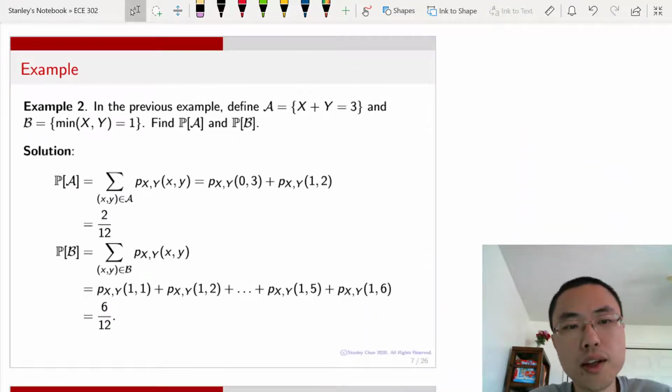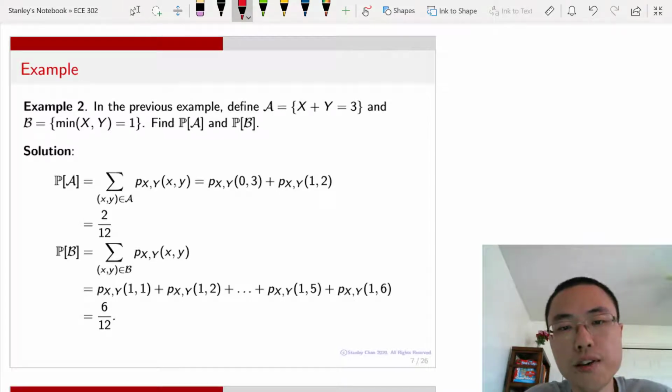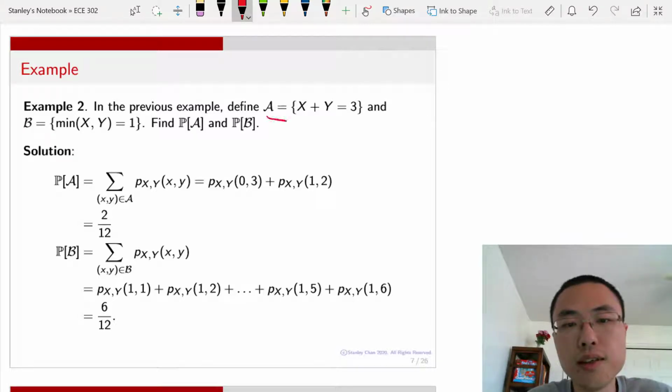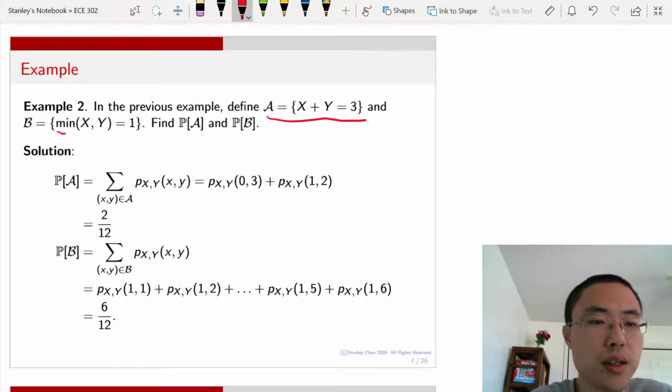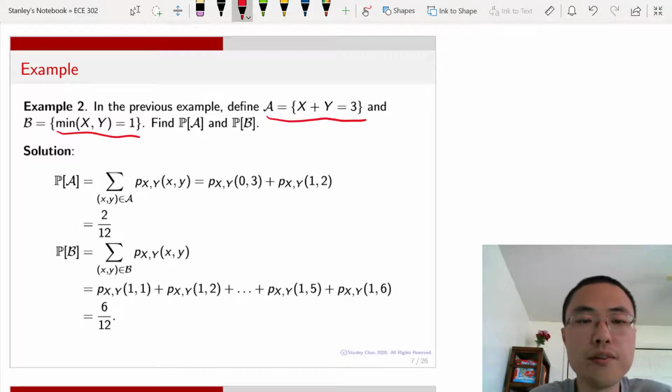Now let's look at another example. Suppose, using the same example, you have a coin, you have a dice, and then you want to get the probability. And let's define 2 events. A is that x plus y equals 3, and then B is that the minimum equals 1. Okay, so let's look at the probability of A and B separately. So the probability of A is what?